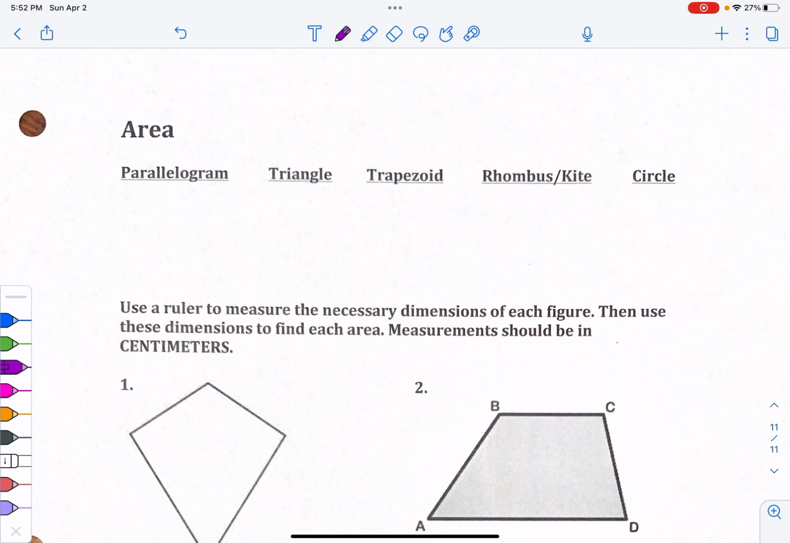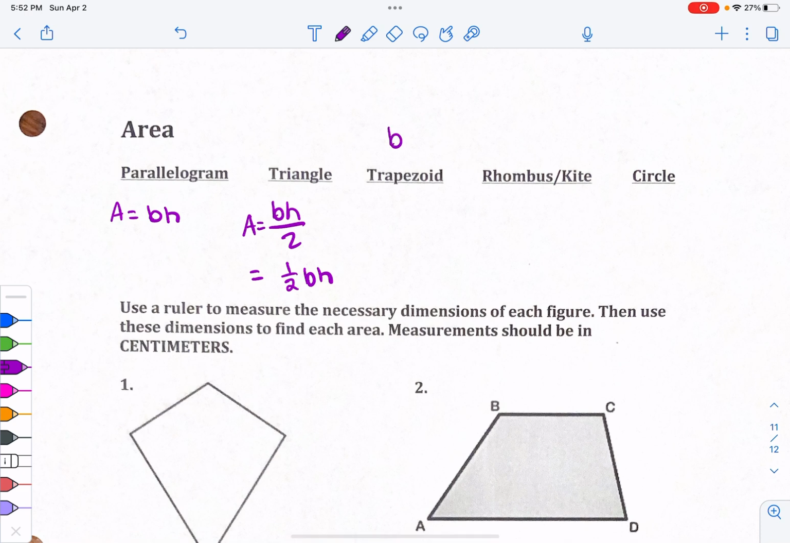Okay. So for each one of these, let's go through and write the formulas in. So again, these are the ones that you're going to have memorized. Parallelogram is just kind of the same as a rectangle or a square. Base times height. Triangle is base times height divided by 2 for the area, or you can say 1/2 base times height. Either one for that, for a triangle.